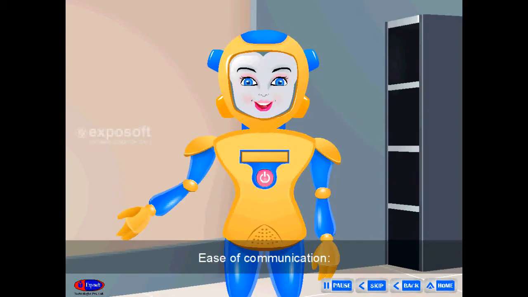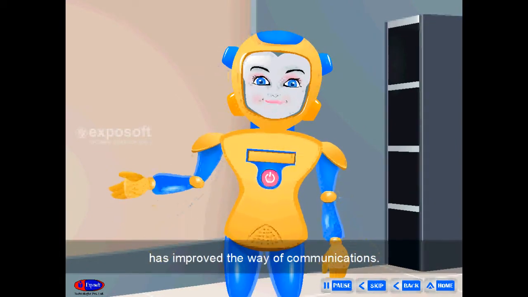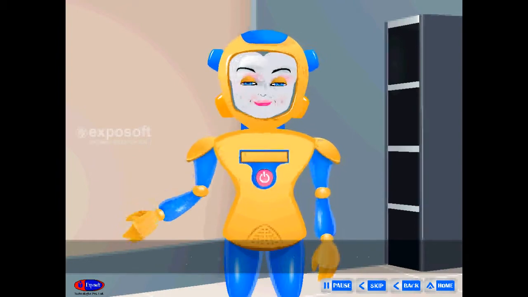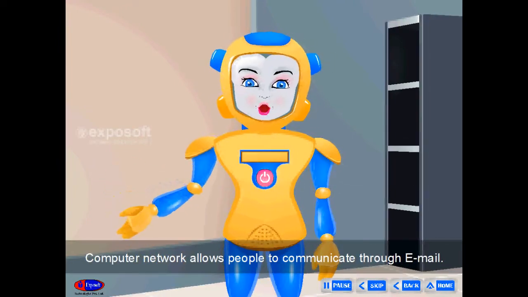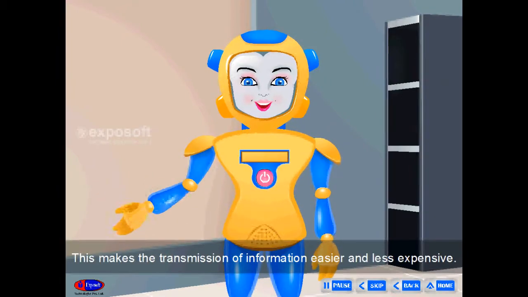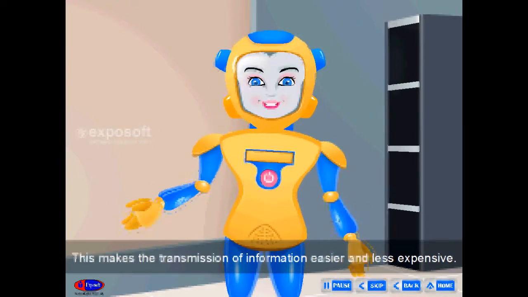Ease of communication. Computer networking technology has improved the way of communications. Computer network allows people to communicate through email. This makes the transmission of information easier and less expensive.